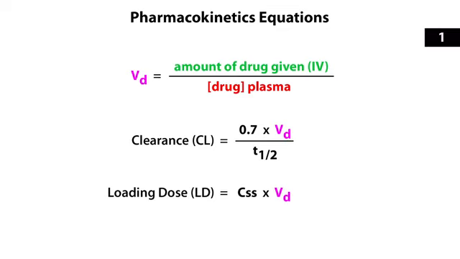The third equation was for the loading dose. So loading dose is equal to the concentration at steady state, or the desired plasma concentration, times the volume of distribution. And the last one is maintenance dose equals the concentration at steady state times clearance.